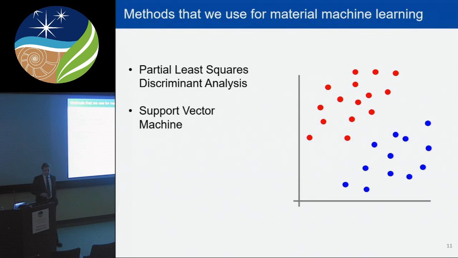Another method is very common in chemistry, and probably 90% of papers will use it. It's called support vector machine. It's a very mathematical term. Don't be scared of it. So the idea is that we have the same set of data, and we can set a line that will correspond to the best segregation of these two classes.